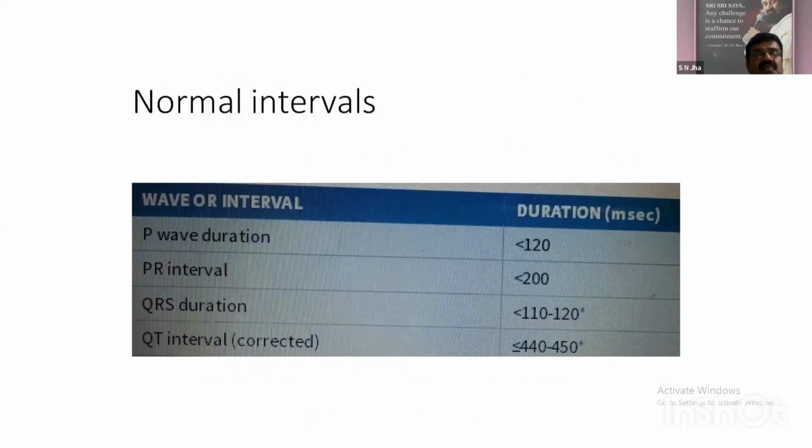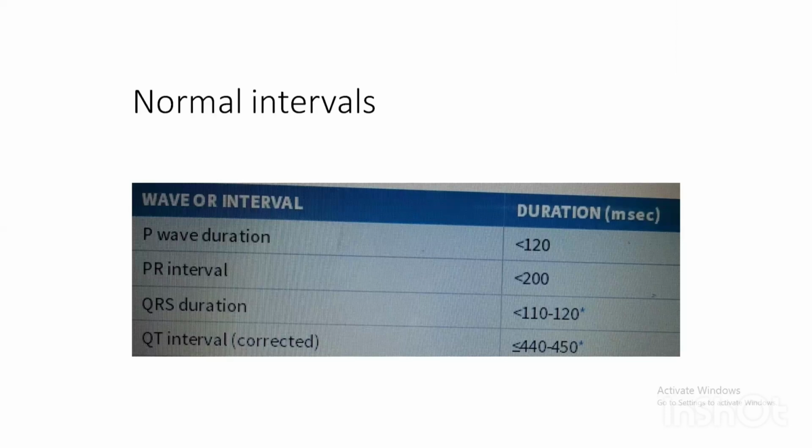So normal intervals, now we need to identify whether the intervals are normal or not. So what is P wave duration? I told you, maximum will be 3 small squares, that is 0.12 seconds. So in milliseconds, 120 milliseconds, and PR interval maximum is 0.2 second or 200 milliseconds. QRS duration is about 0.12 second or 120 milliseconds. QT interval is about 0.44 second or 440 milliseconds.